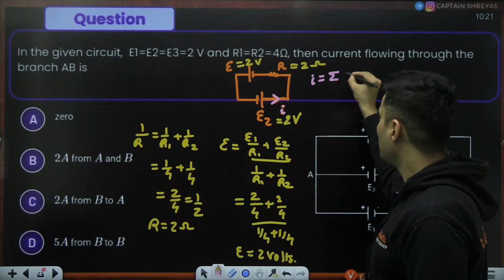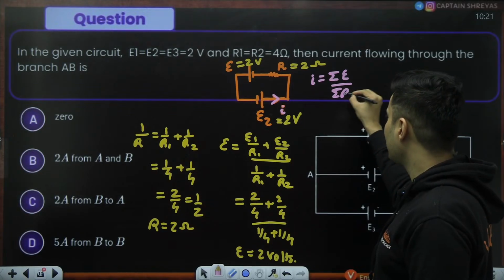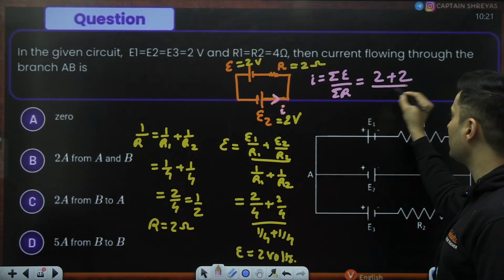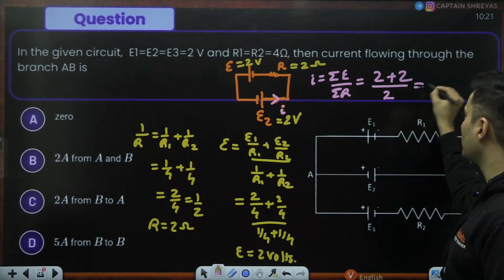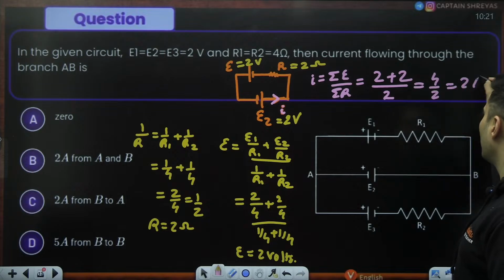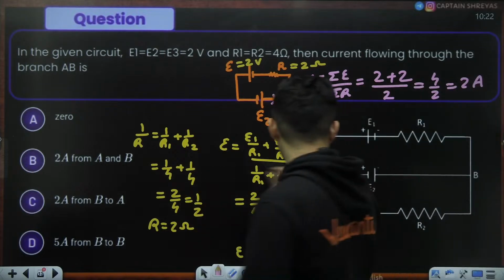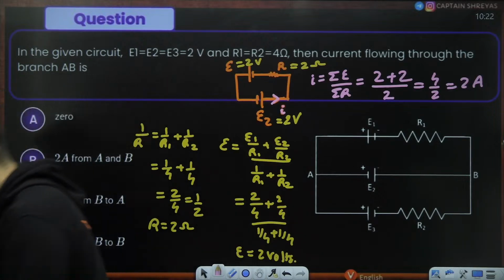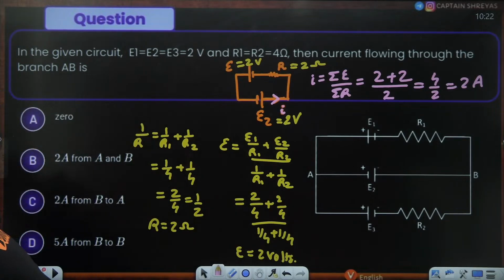The current will be the total EMF divided by the total resistance. Total EMF will be 2 plus 2 because both these batteries are helping each other, divided by the total resistance. So it will be 4 by 2, which is nothing but 2 amperes. So the answer is 2 amperes going from A to B. So B option is the right answer. B for BITSAT. Perfect. Awesome.